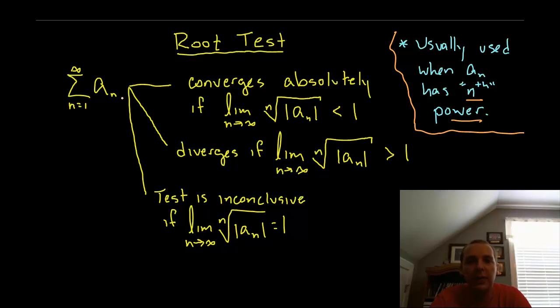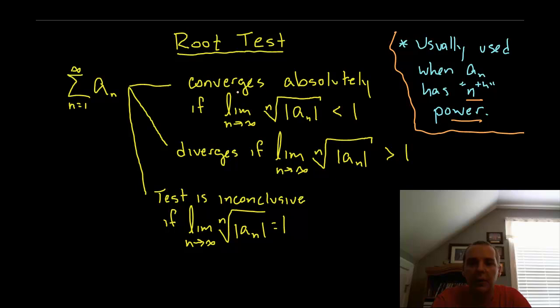The root test says that your series converges absolutely if the limit as n approaches infinity of the nth root of the absolute value of a sub n is less than 1. It'll diverge if that limit's greater than 1, and you can't use this test if the limit equals 1. Now let me explain just a couple things about this.